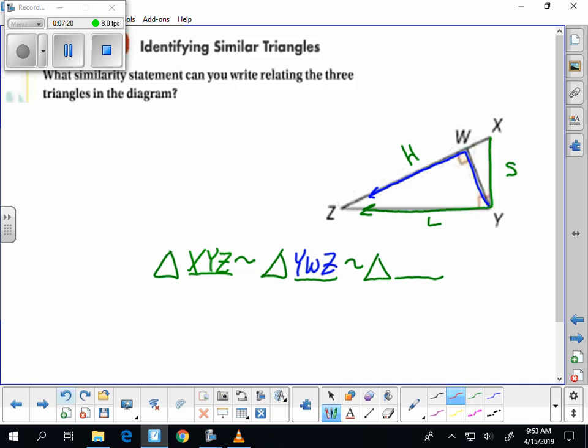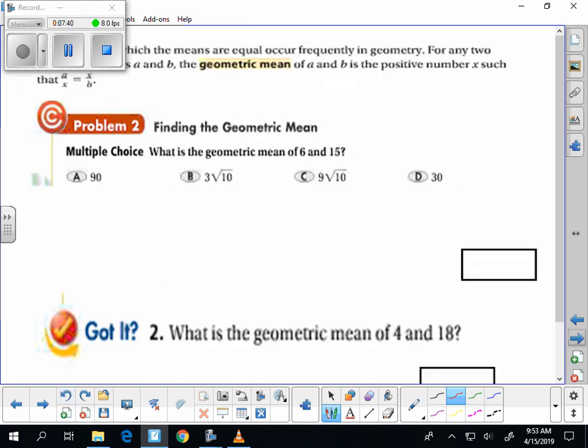This one I want to go by short and then long also, right? So it's going to be XWY, right? So that is a similarity statement. We just have to write which triangles are similar to what triangles, and you have to make sure you do the order in the right order.